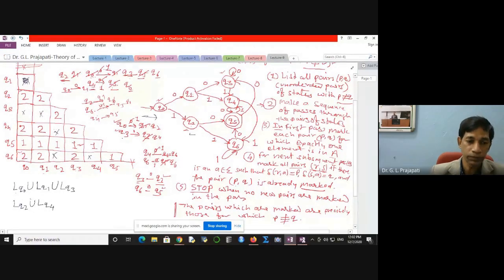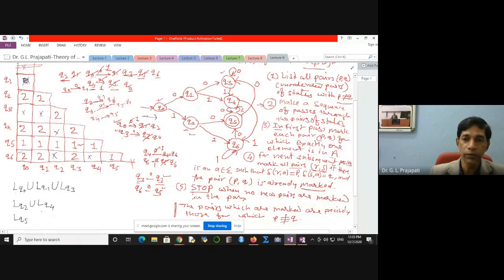Once Q0 and Q5 is marked, then Q0, Q1 should also be marked, and Q0, Q3, Q5, Q3 should also be marked. So Q5 and Q3 is marked, as we have seen in the table. Q1 and Q5 is also marked, Q0, Q5 is also marked, Q2, Q5 is also marked, and Q4, Q5 is also marked. So it will not go to this equivalence class. It means Q5 will go to a different equivalence class.